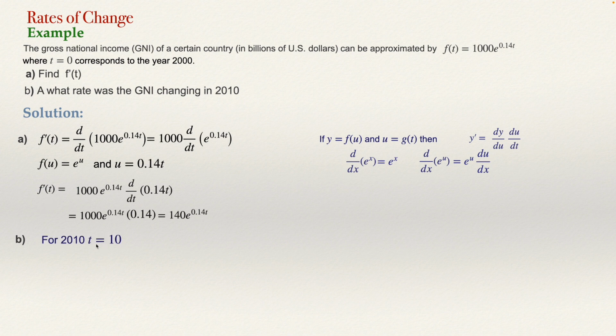For 2010, t equals 10, and then we substitute t by 10, so it will be f prime of 10. So it will be 140 e to the power 0.14 multiplied by 10, and then use a calculator for doing that. If you have software like GeoGebra, for example, you can solve this in GeoGebra, the derivative, and find the value of the rate of change when t equals 10. And I did it in GeoGebra.